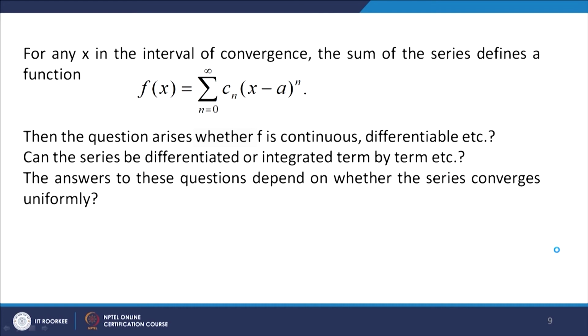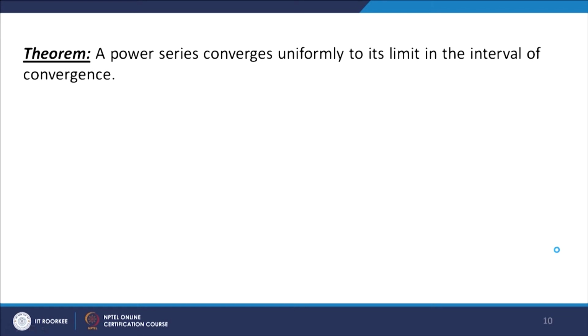Okay. Now, for any x in the interval of convergence, the sum of the series defines a function of x, which let us denote by f x. f x is equal to sigma n equal to 0 to infinity C n (x minus a) to the power n. Now, the question arises whether the function f x is continuous or differentiable, whether the series can be differentiated term by term or integrated term by term. So, the answer to these questions lies in the uniform convergence of the series, whether the series converges uniformly and where. Okay. So, let us see, we have to answer this question.